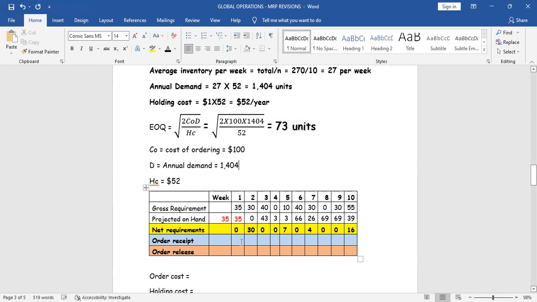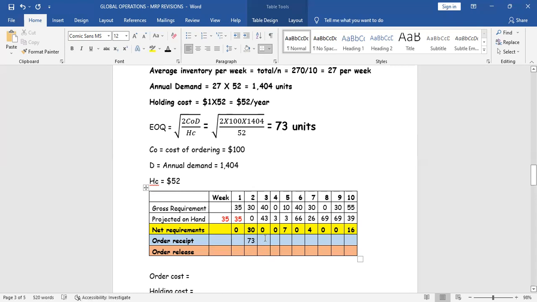Do we need an order in week 2? No. Oh, sorry, in week 1? No. There is no net requirement. In week 2, though the net requirement is 30, we are not going to order 30 because each and every time we place an order, we need to order 73. So I'll write 73 here. This is how EOQ works.